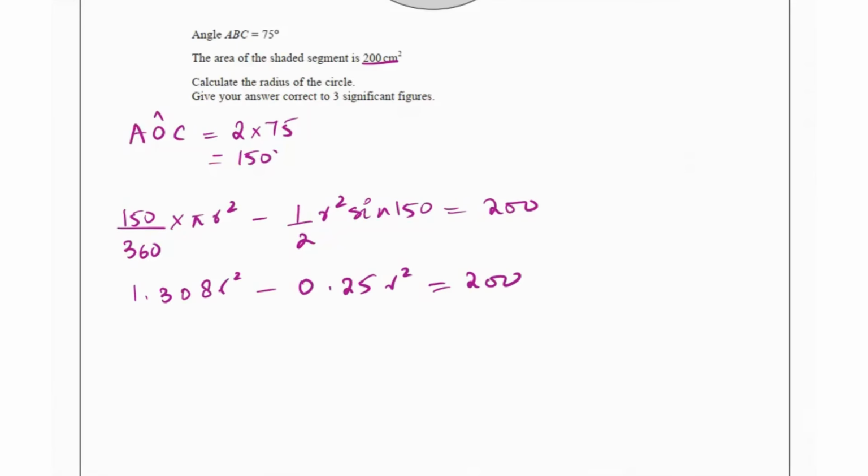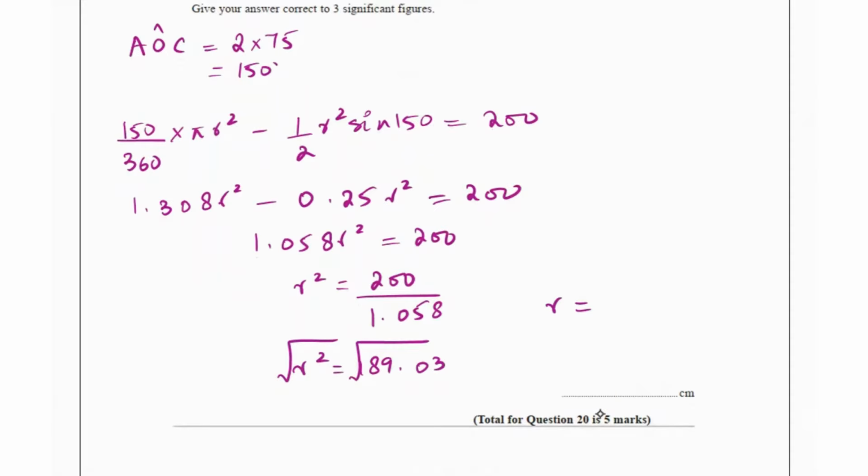r squared is going to be 200 divided by 1.058. So 200 divided by 1.058, that's 189.03. Square root both sides, and r equals 13.7 centimeters. That is your radius of this circle.